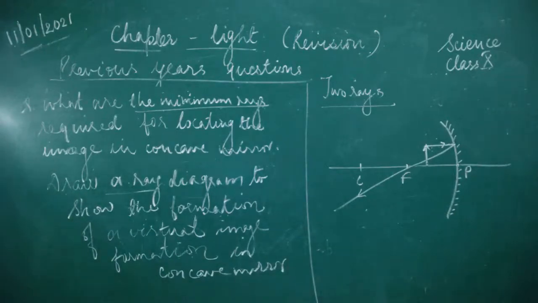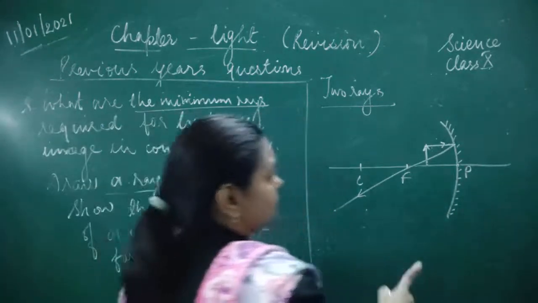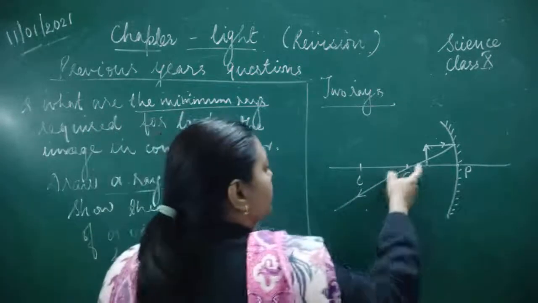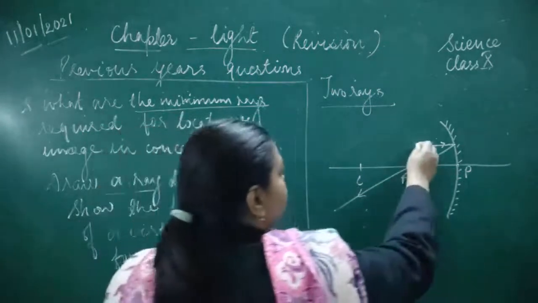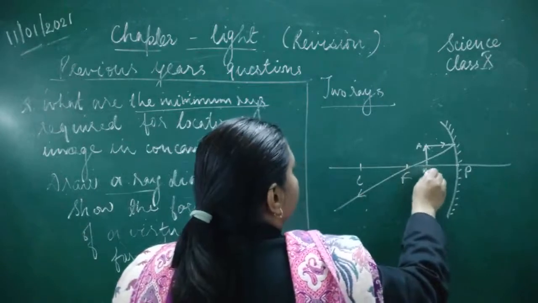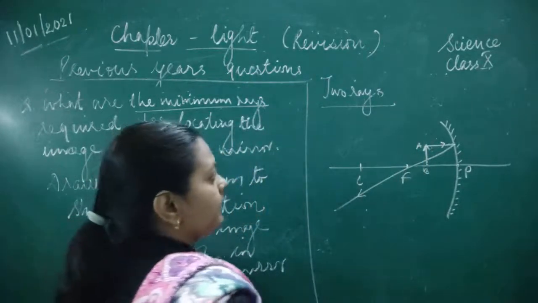Then the next we require two rays. तो एक ray हमने बना दी, जा रही है और ये इधर से ray refract हो रही है. So this is A and this is B. This is object, name of the object.